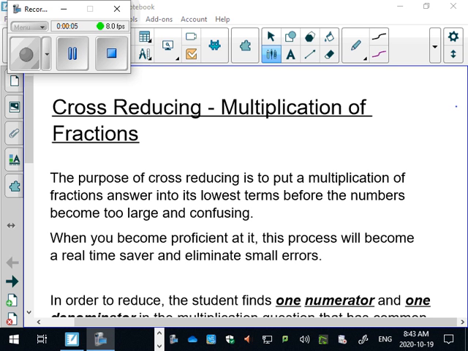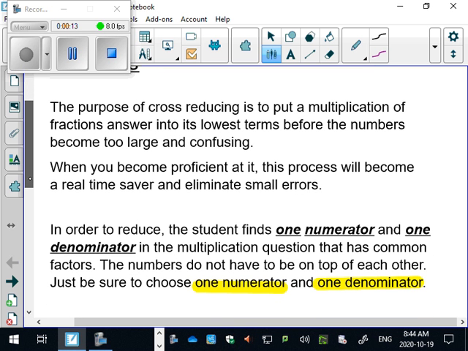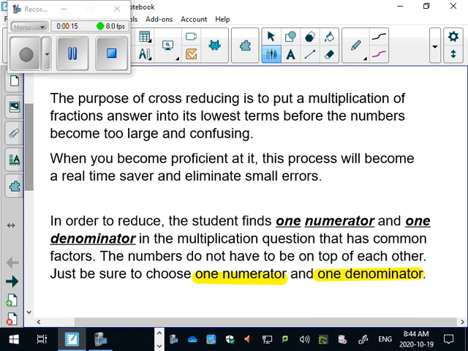We're going to be working on reducing, and we only do this when we're multiplying fractions. So it's a real great shortcut. Now it looks new, it looks difficult, but that's what we're going to find with most of our stuff. It just looks difficult. Once you get into the swing of things, you'll be able to do it effectively, and you will start to see why it is a great time saver and a great way to reduce small errors.